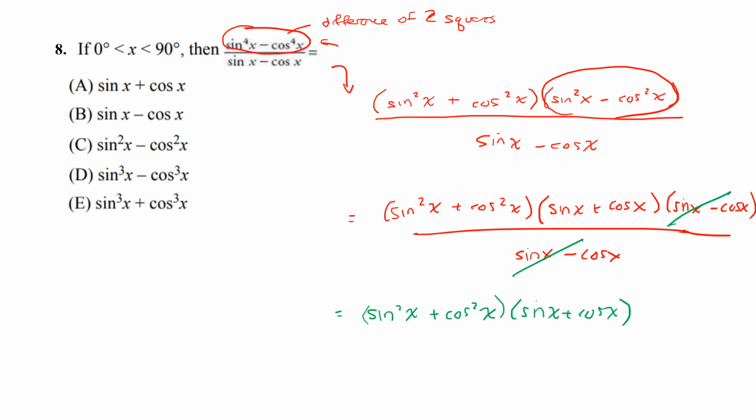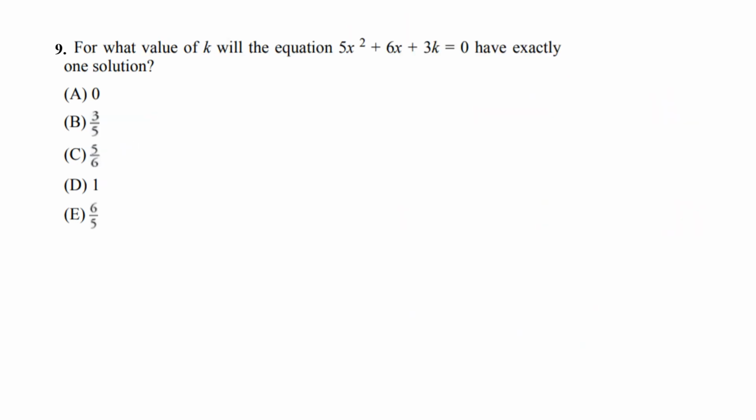Now, again, it gets a little tricky here. We've decided to include this in the algebra section just because of how it shows these different algebraic factoring tricks. But you will have to know this one trig identity, that sine squared of x plus cosine squared of x is simply 1. That just adds up to 1. So really we just have 1 times this amount here, sine x plus cosine x. So our answer is simply sine x plus cosine x. That's choice A.